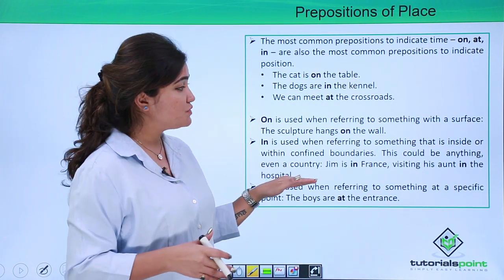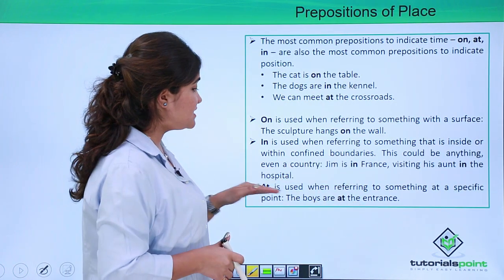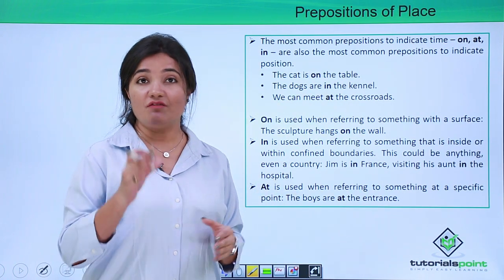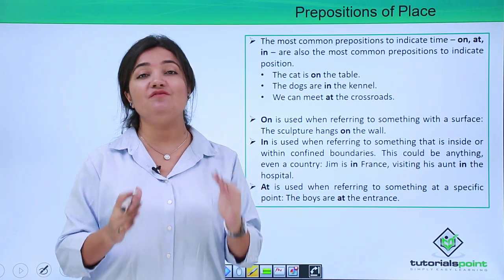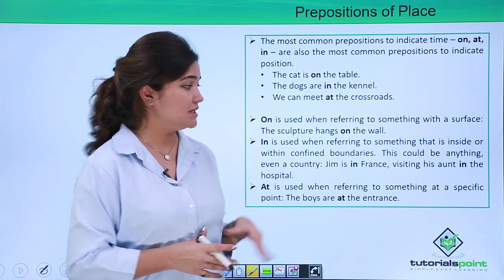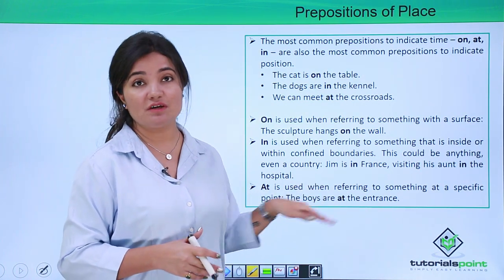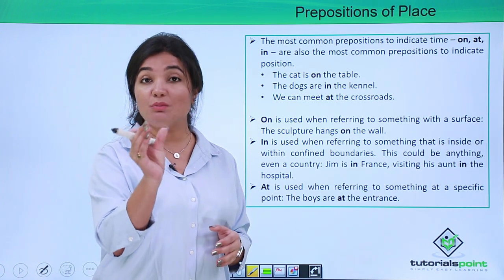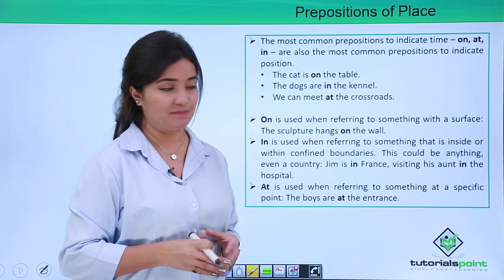Now, at is used when referring to something at a specific point. The boys are at the entrance. When you want it to be more specific and accurate, in that case, you're going to use at. For example, he is at the door, right? So in that case, you're being more specific about the place.